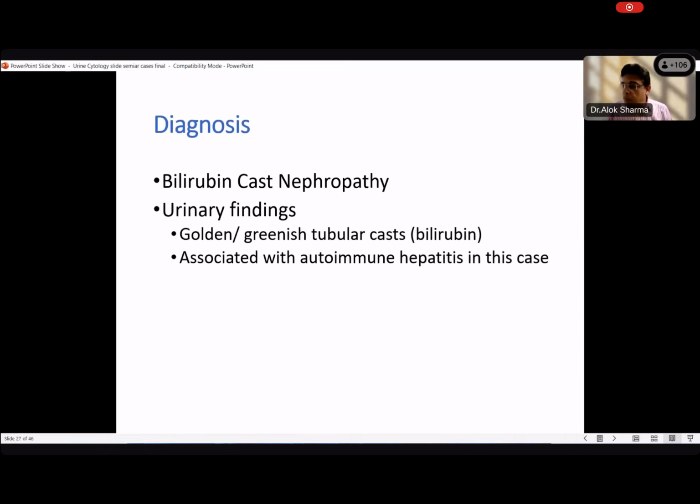But tell me one thing. Somebody will answer. Does this patient have lupus nephritis? So does this patient qualify for a diagnosis of lupus nephritis? So bilirubin is important. Please comment. Do you think this patient has lupus nephritis?